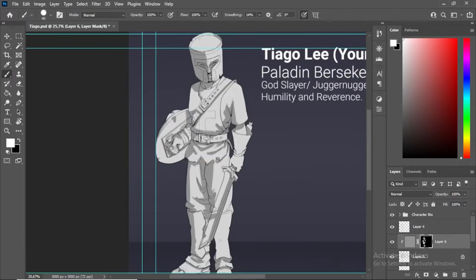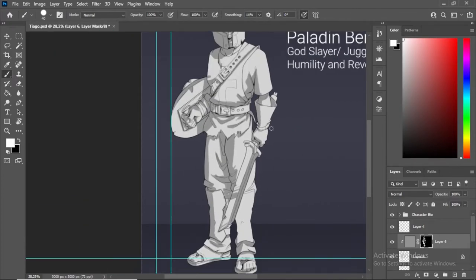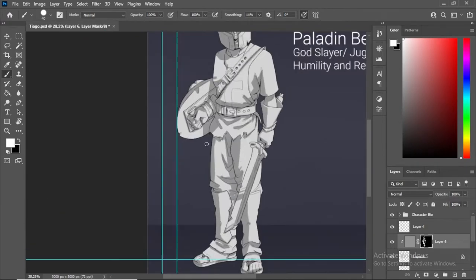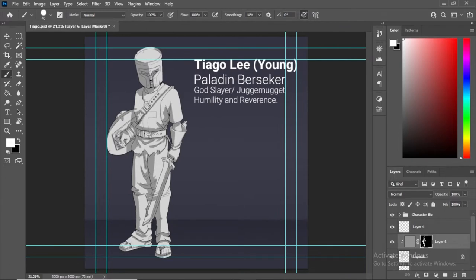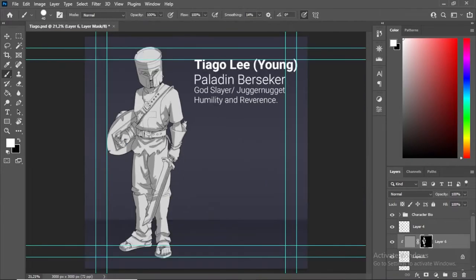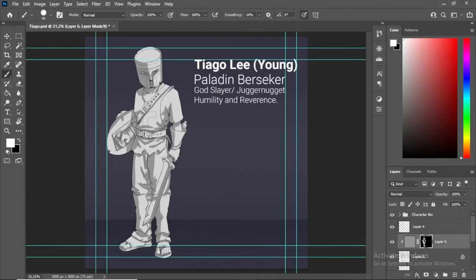This character's name is Tiago, as you can see on the screen, and he's a paladin berserker. His character is kind of in the setting similar to Grimgar, Fantasy and Ash. I don't know if any of you have seen that anime or read the novel, but it falls into that almost isekai genre where the character was taken to another world.